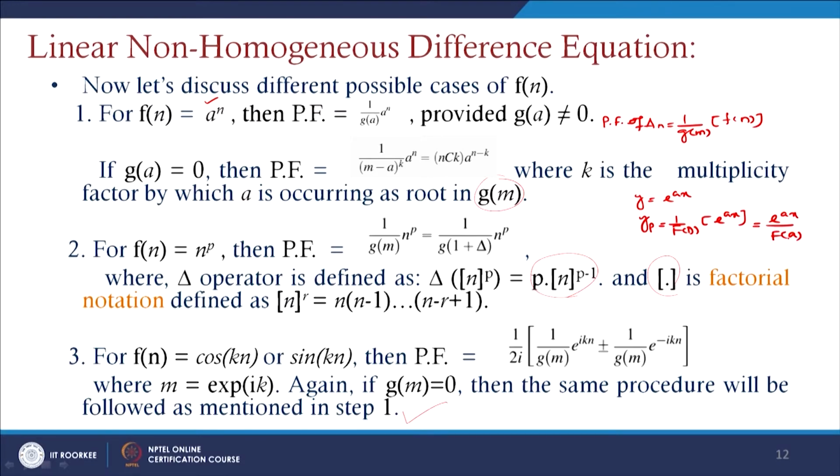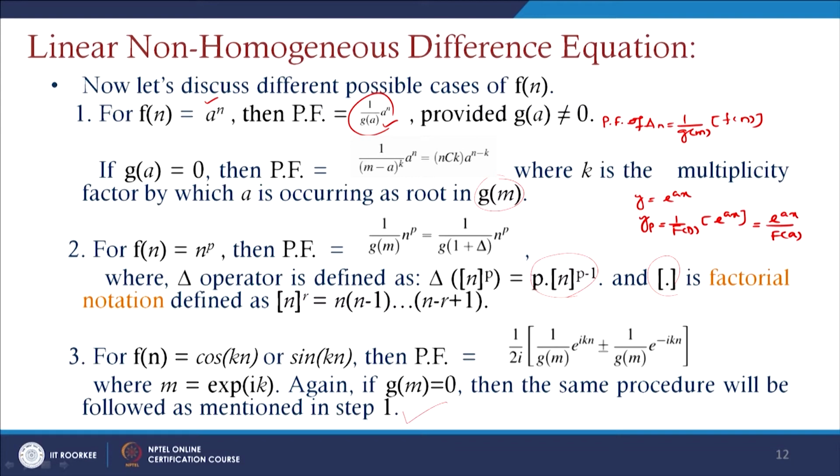Similarly, in case of discrete values, that is in case of a difference equation, if we apply f n as a to the power n, then we can write this particular function as 1 by g of a to the power n. But the question arises: if g of a equals 0. If g of a is not equal to 0, then directly we can write 1 by g of a to the power n, since it is a geometric series here. But if g of a equals 0, then this particular function can be written as 1 by (m minus a) whole to the power k, a to the power n.